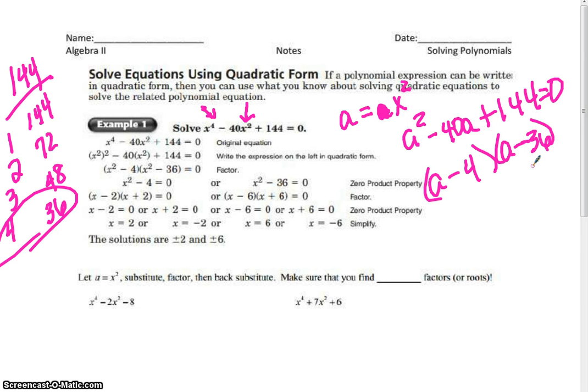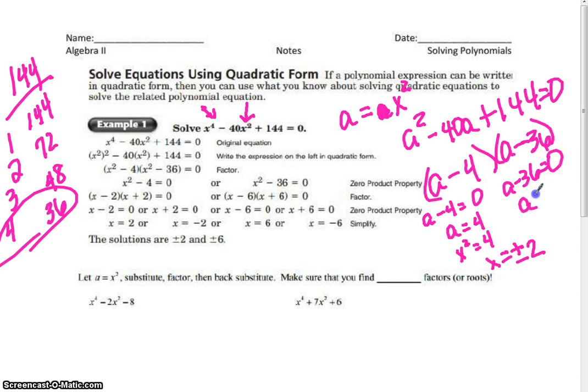So now you're going to take each of those factors and you're going to set them equal to 0. So this is like a minus 4 equals 0, okay? So then you would move your 4, and so a is equal to 4. But remember we said at the beginning that a is really x squared, so x squared is equal to 4. And then you have to unsquare it, and x is equal to plus or minus the square root of 4, which is 2.